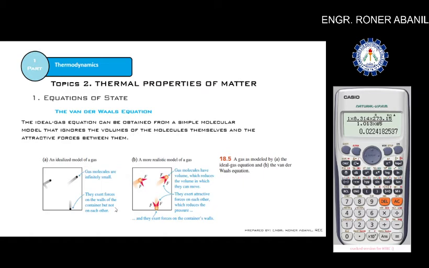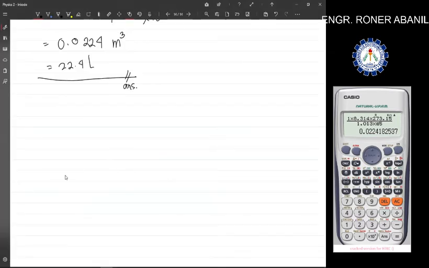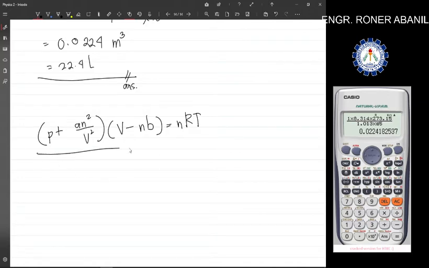So, yung van der Waals equation, hindi pinakita dito, so isulat na lang natin. So, yung van der Waals equation is (P plus an squared over V squared) multiplied by the quantity (V minus nb) equals nRT. So, this is the van der Waals equation.